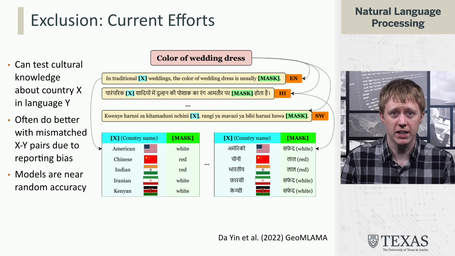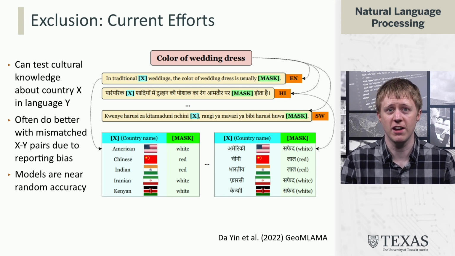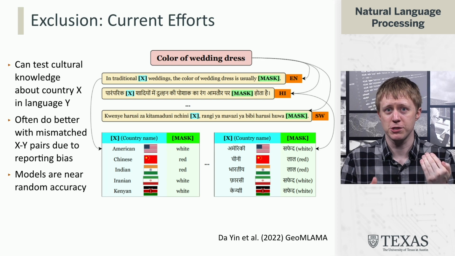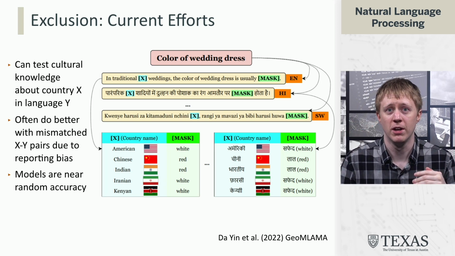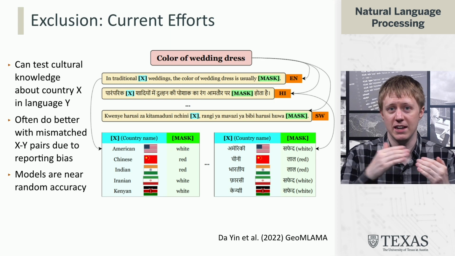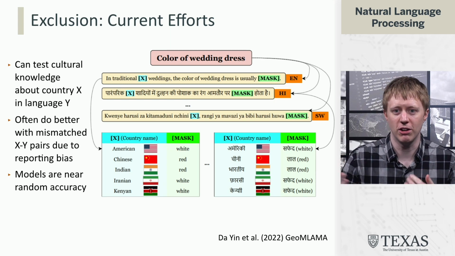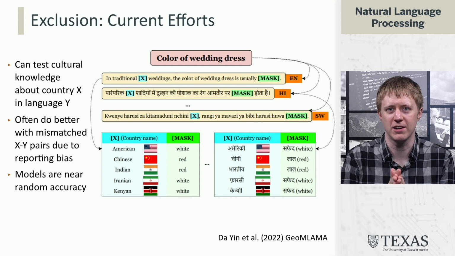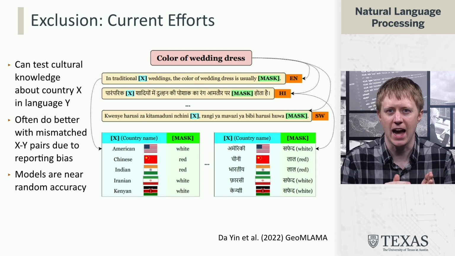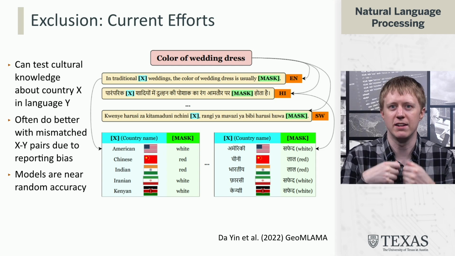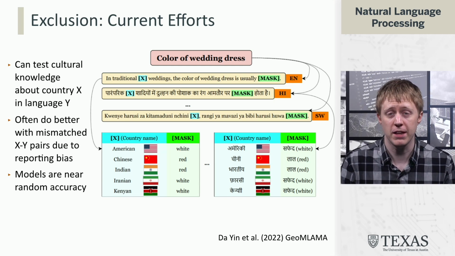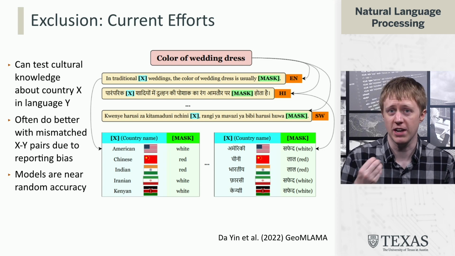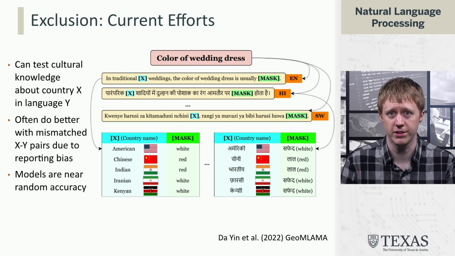And one really interesting finding is that this often does better with mismatched pairs of language and country. So for example, you would do better by asking in Hindi about traditional American weddings, what color is the wedding dress, because of a reporting bias where it's a little more likely to have this described for another culture other than your own. But there's still a long way to go on this. Systems are not very good at this, and it's a good testbed for multilingual pre-trained models to see if they can do this.